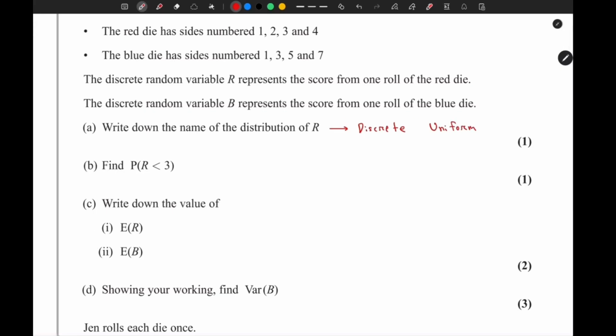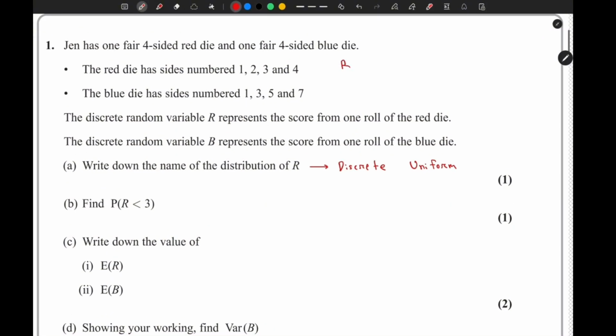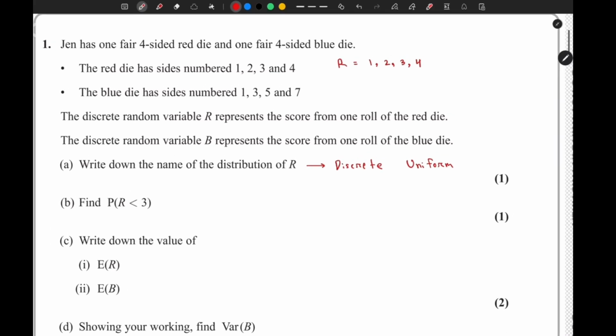Now for the next part, we need to find the probability of R is less than 3. So we know that R can be equal to 1, 2, 3, and 4. So less than 3, they're talking about these two values. So you need to find the probability of landing these two values. The total outcome is 4, and the required outcome is these two. So it's 2 over 4, which can be written as 1 over 2. Or you can just keep it like this. It's up to you.